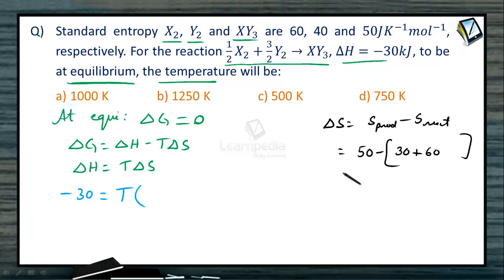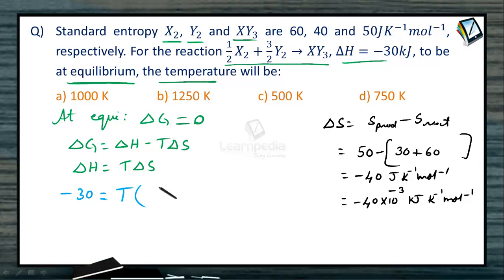As this value is equal to 90, 50 minus 90 is equal to minus 40 joules Kelvin inverse mole inverse. But here, as delta H is already given in kilojoules, definitely this is to be converted into kilojoules. So this is minus 40 into 10 power minus 3 kilojoules Kelvin inverse mole inverse.